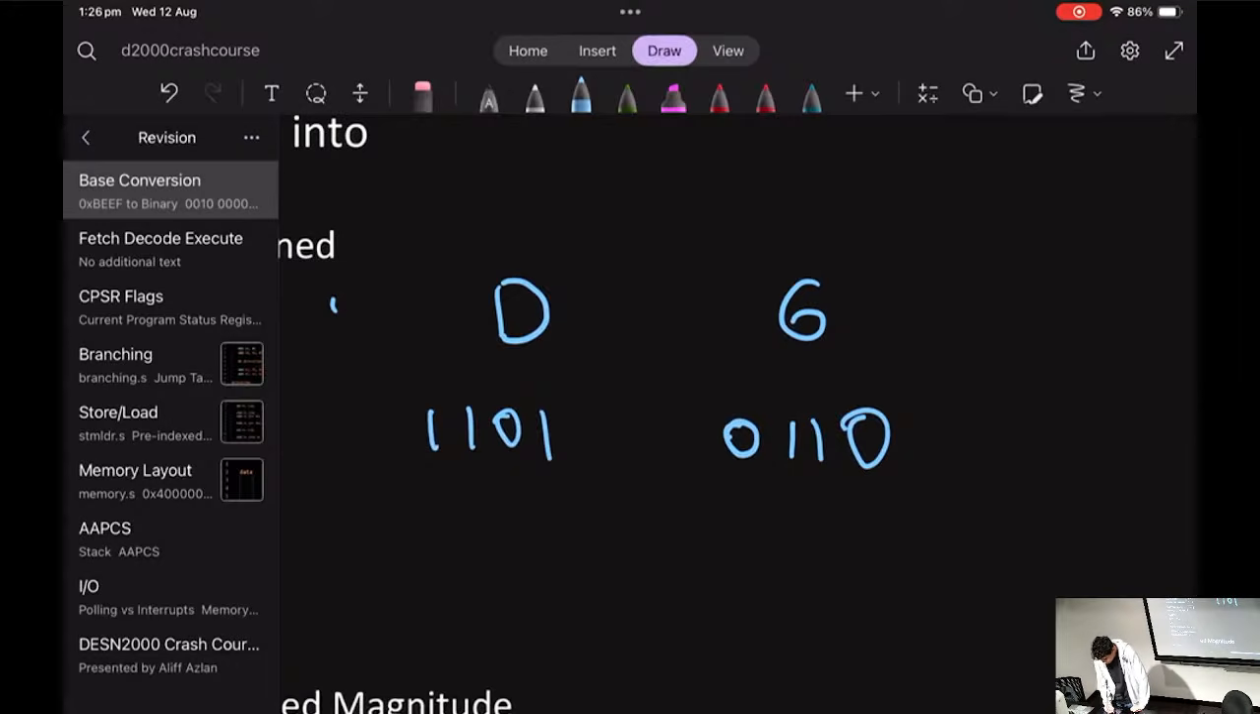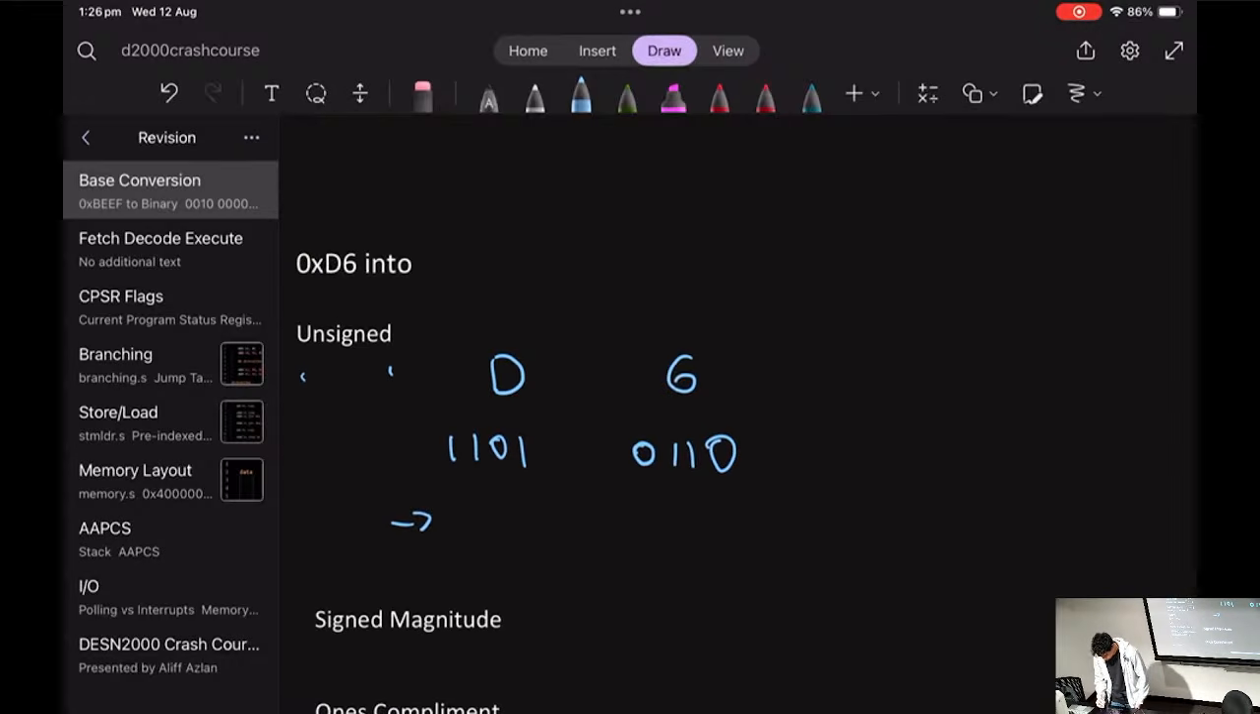So we want to convert this into decimal. The easiest way to do this is actually just convert it straight from hex. So let's pull up a calculator. What's D? D is 14, right? So it's 14 times 16 plus 6, and that would be 214. So D6 into unsigned is 214.